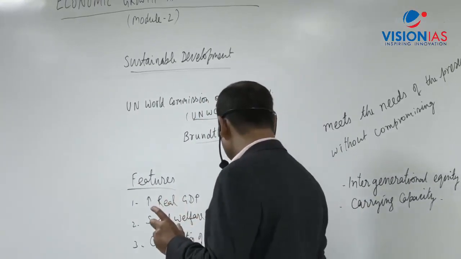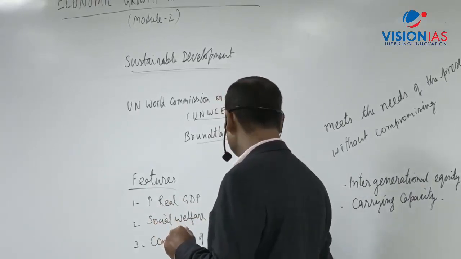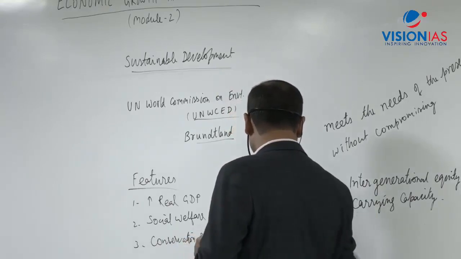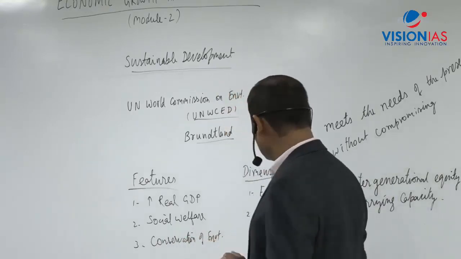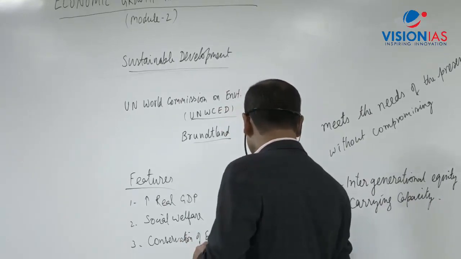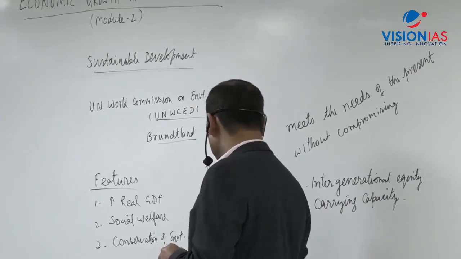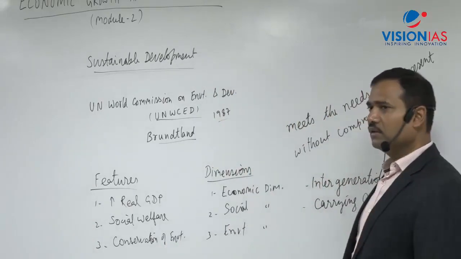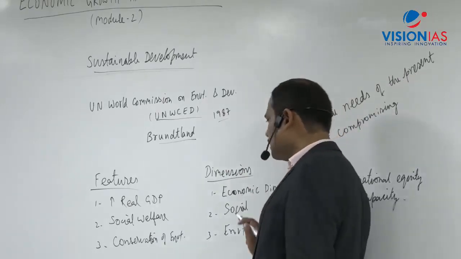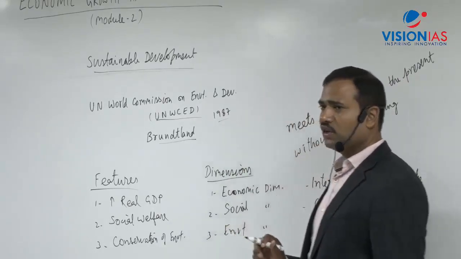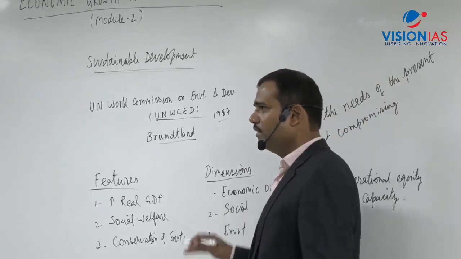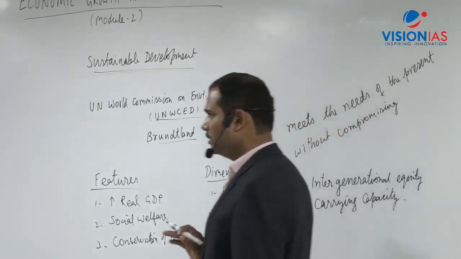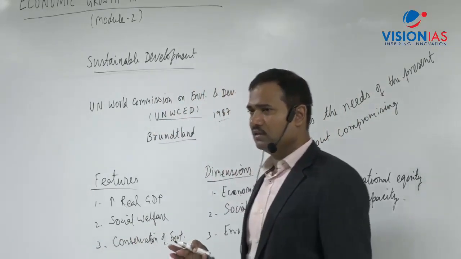One is actually, can we say, does it have an economic dimension? Yes or no? Yes. Economic dimension. Does it have a social dimension? Yes. Social dimension. Does it have an environmental dimension? Environmental dimension. Any other dimension? Economic dimension, social dimension, environmental, any other? Geographical? So geographical comes under environment. Any other? Political? Yes or no? Does it have a political dimension?